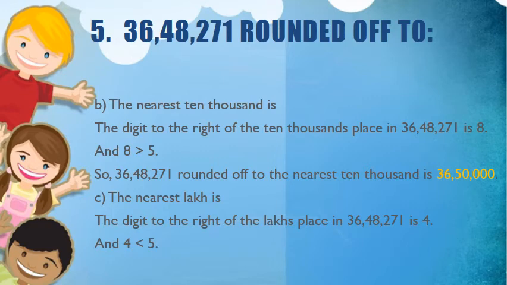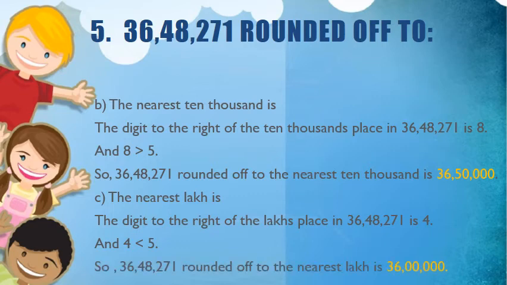So, we are not going to add 1 to the digit at the lakh place, which is the rounding off place, and therefore the digit at the lakh place is 6. It will remain 6 and we will replace all the digits to the right of the rounding place or to the right of the lakh place by 0. Therefore, 36,48,271 rounded off to the nearest lakh is 36 lakh.